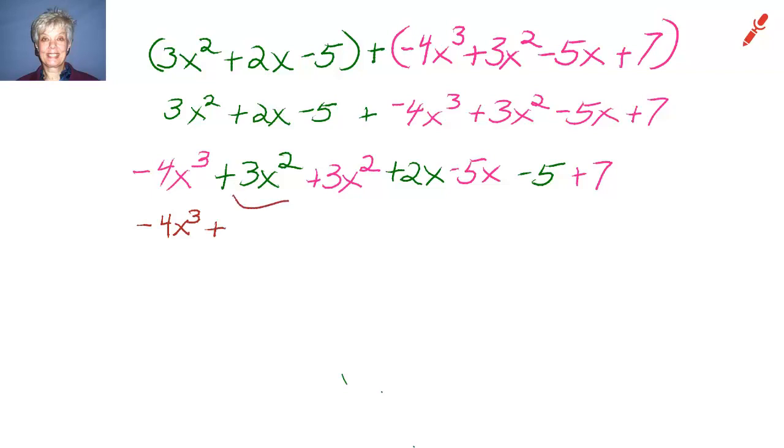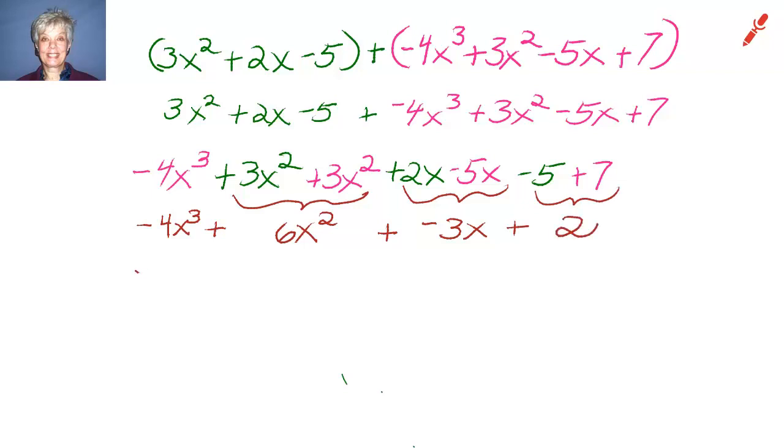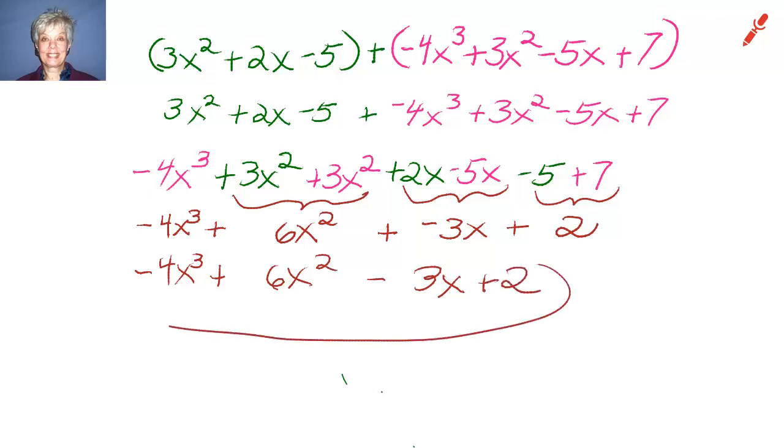So negative 4x to the third won't be added to anything because it's by itself. But 3x squared plus 3x squared will equal 6x squared. 2x minus 5x will equal negative 3x. And negative 5 plus 7 will be positive 2. Thus, our final answer will be negative 4x to the third plus 6x squared minus 3x plus 2. And there we go.